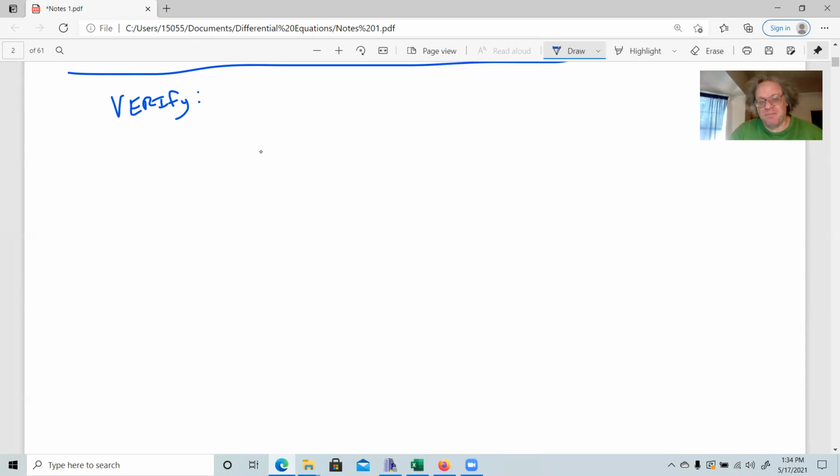It's not that they're necessarily the easiest problems you've ever seen, but there's no, well, is it linear, non-linear? How do I solve this one? Do I have to use this technique or that technique? No, just take the derivatives, plug them in, and see if it works. That's all they want you to do.